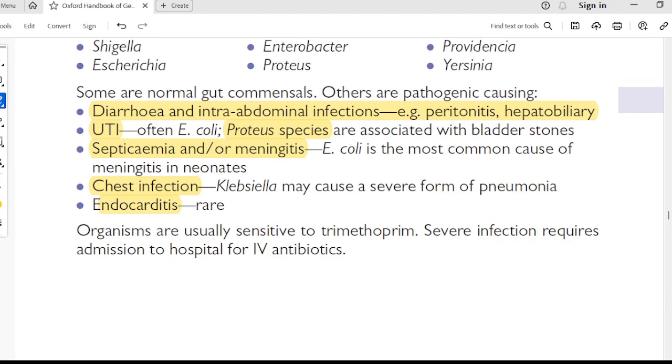Organisms are usually sensitive to trimethoprim. So any enterobacteria are sensitive to trimethoprim. Severe infections require admission to hospital for IV antibiotics.